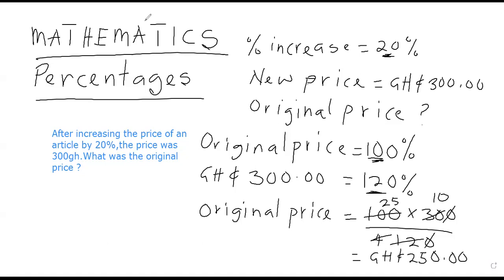Now we are comparing 100% to 120%. You observe that 100% will give us less. And since 100% will give us less, it means the original price will be less, okay? And if less, more divides. 120 is more than 100, so we are dividing by 120. That's why we have 100 times 300, all over 120. And you do your manipulations, you're going to have 250 Ghana cedis. That will be the original price. So you observe that the original price is less than the new what? The new price. Good.